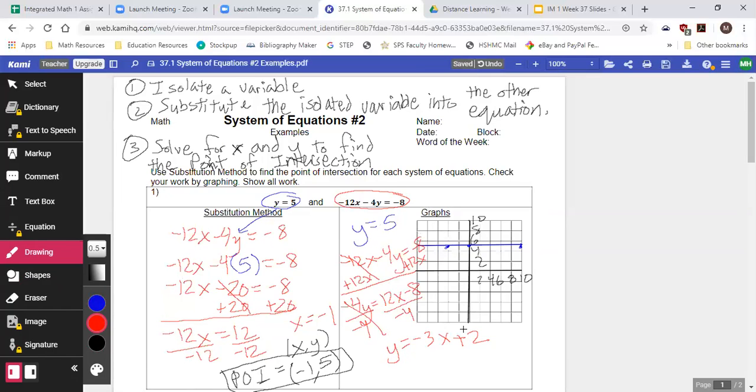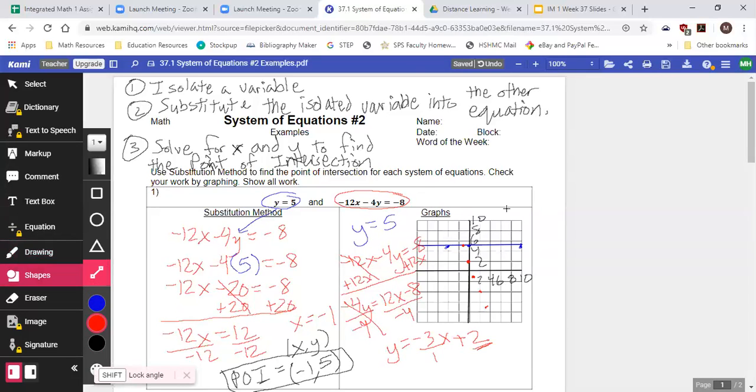And to graph the second equation, we start with the y-intercept of 2. And then I draw slope triangles where the change in y is negative 3 and the change in x is positive 1. So go down 3, 1, 2, 3, and 1 to the right. Repeat that. And if I want to go the other way, I go up 3 and 1 to the left. So then we can draw our line for the equation.